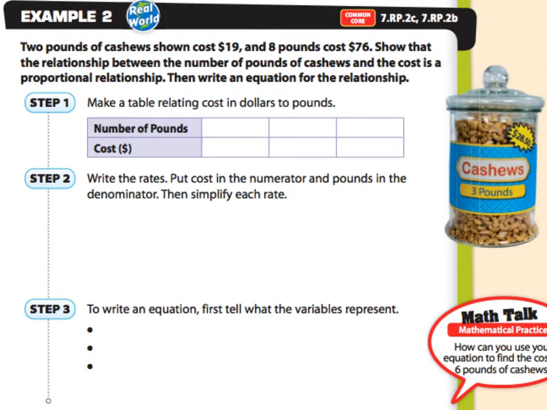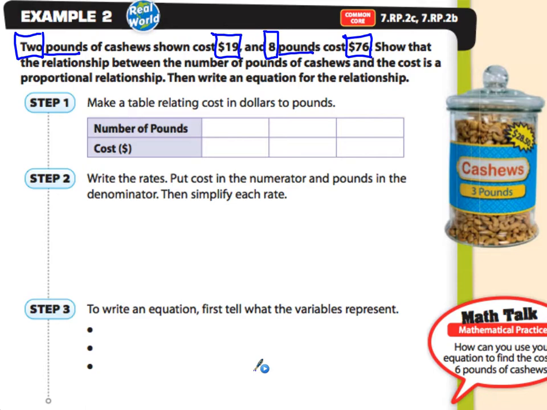All right, so now we're going to take a look at 2 pounds of cashews that are shown here. They cost $19 for the 2 pounds. So $19 for 2 pounds. And 8 pounds cost $76.